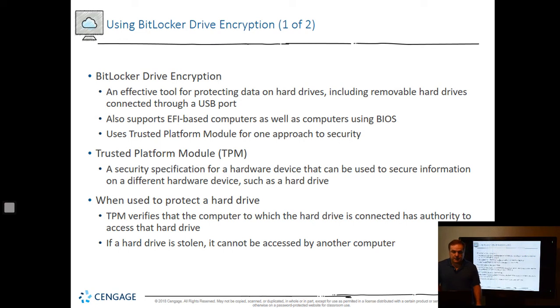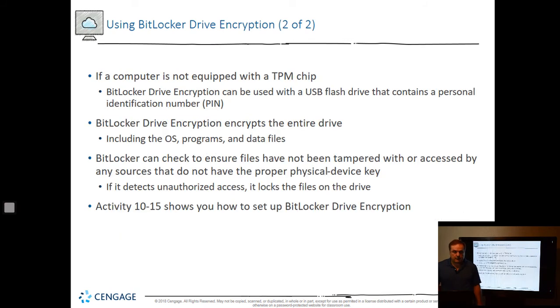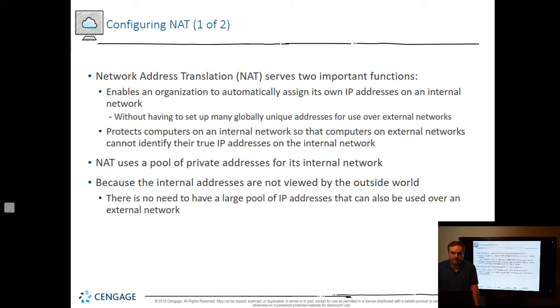When used to protect a hard drive, TPM verifies the computer to which the hard drive is connected has authority to access the drive. If the drive is stolen, it cannot be accessed by another computer. So you can't take that drive out and put it into another computer. It won't work. If a computer is not equipped with TPM, BitLocker will still work. It just doesn't use the TPM. So it's not quite as secure, but it's still extremely secure.